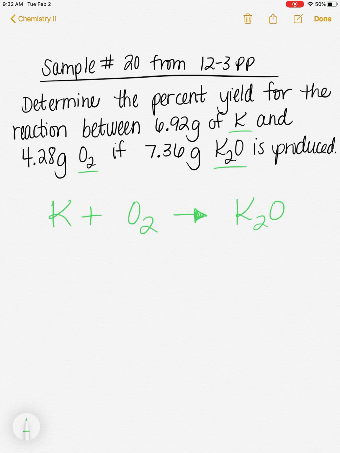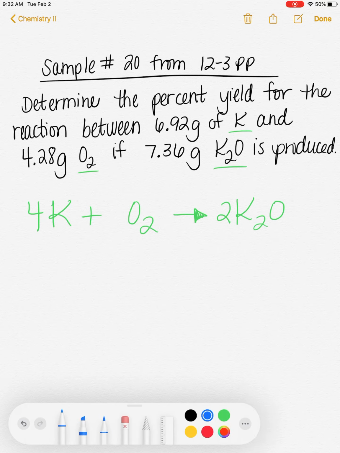If you look, we've got 2 oxygens on the left and 1 on the right. So I need to put a coefficient of 2 out here to get 2 oxygens. However, now that's given me 4 potassiums on the right and only 1 on the left, so I need to put a 4 on the left side. At this point, my equation is balanced.